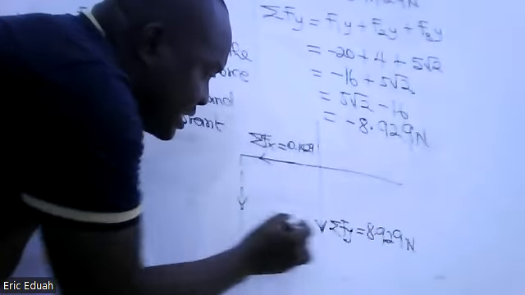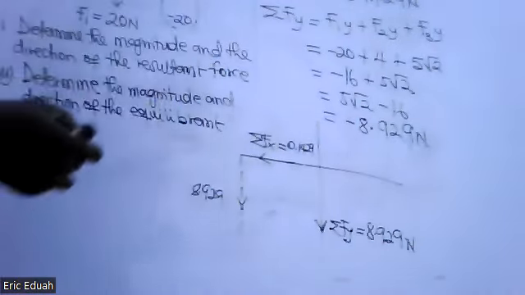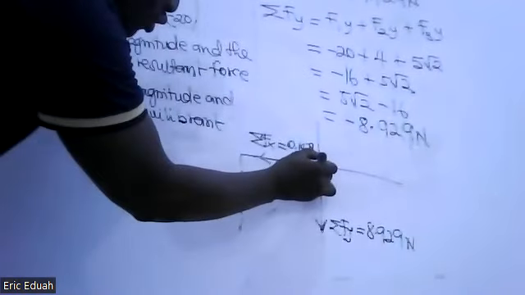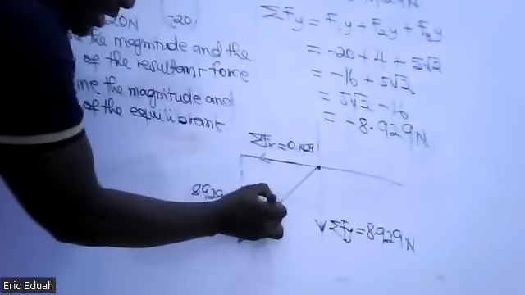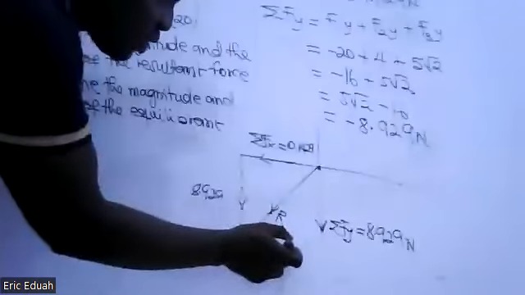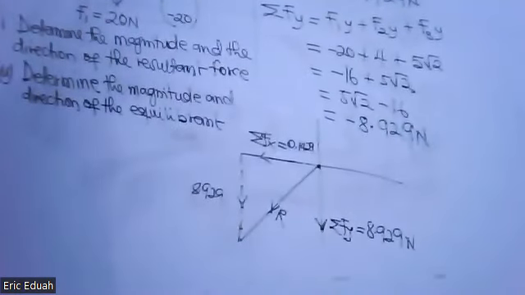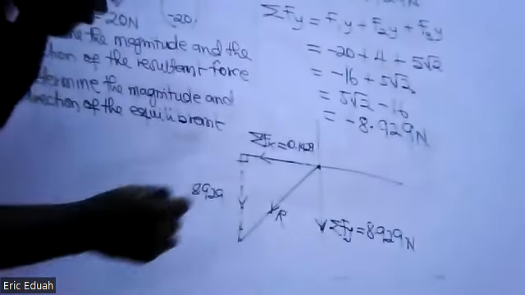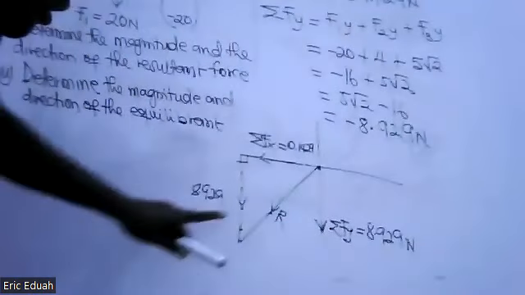So if this is 8.929, this will also be 8.929. Now look at this. After doing this, this is going here, this is going here. And so the resultant will be drawing a vector from the tail of this to the head of this. So this will be the direction of the resultant force, the resultant of this and this. Please, are we fine? Yes. Once this is perpendicular, this will also be perpendicular. So we have a kind of right angled triangle. And because of this, we have to use Pythagoras' theorem to find the resultant.